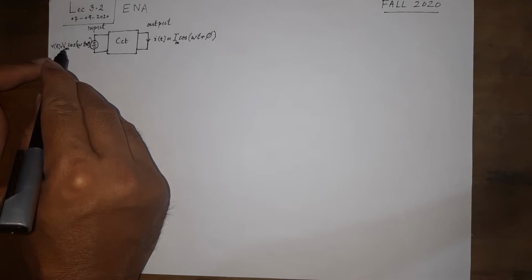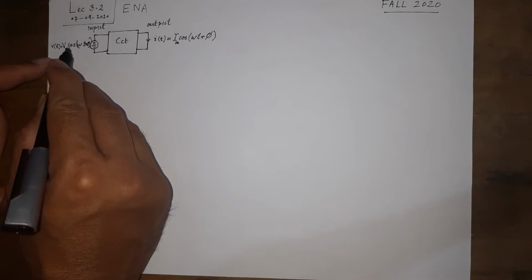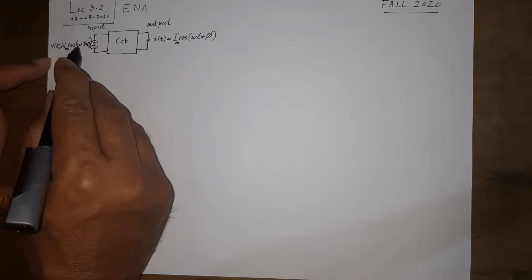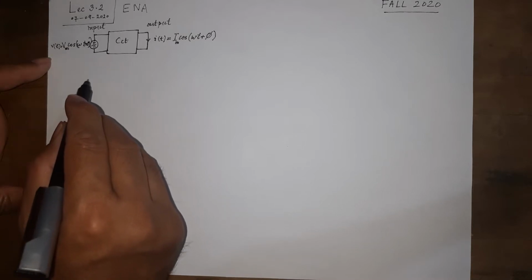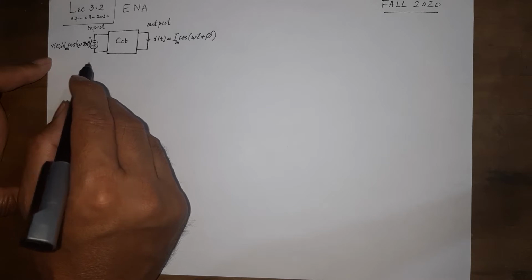So we are taking this expression for the input voltage v(t) now. The amplitude is Vm, max amplitude, max voltage. Cos of omega t plus theta. Omega is the frequency, and theta is the phase angle. So let me explain this phase angle a bit here.